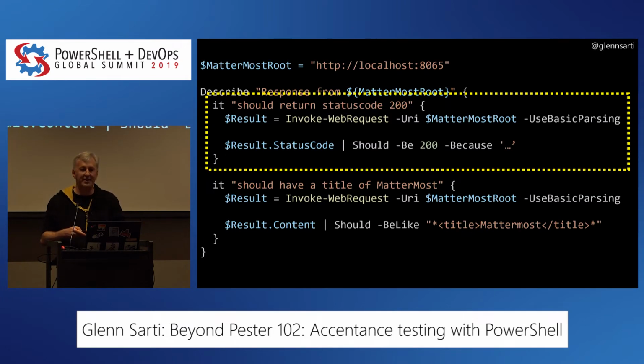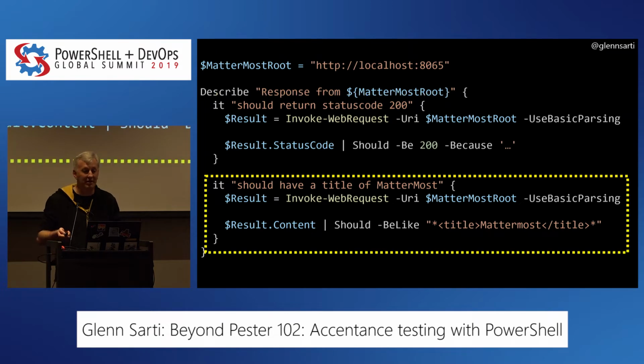So we have 2 basic tests here to confirm if the server is actually running. First, we run Invoke-WebRequest from the server, and we expect a 200 response. And secondly, we check the HTML payload to ensure that it actually has a title of Mattermost, because just because it responds that I'm a web server doesn't mean you're actually hitting the web server you expect. Again, there's no test arranging here, it's just acting and asserting. Query the web server, check the response.